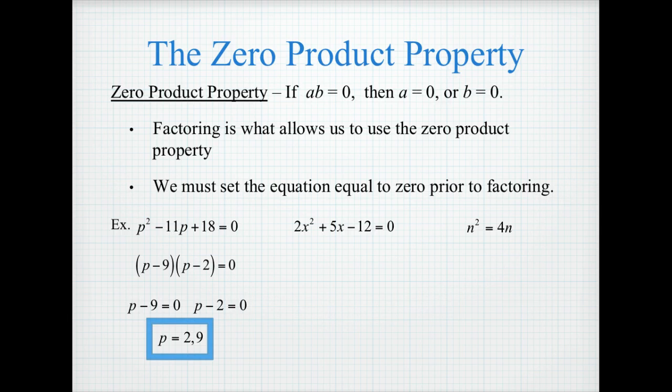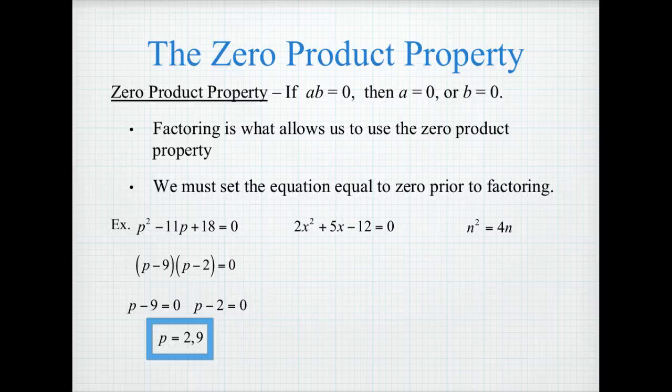The second example is 2x squared plus 5x minus 12 equal to 0. This equation is a little more challenging to factor. Algebra learners who have a difficult time factoring might be recommended to use another method of solving. I usually tell my students to use the zero product property when the equation is easily factorable.